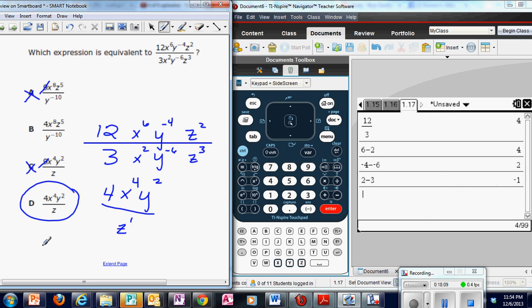So just break down each piece and don't get confused with your negative exponents. Just remember that in the end, that negative value gets moved to the opposite part of the fraction and becomes positive.